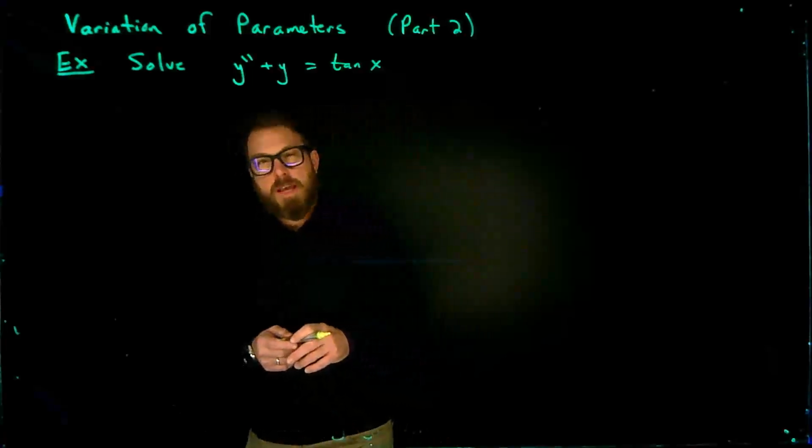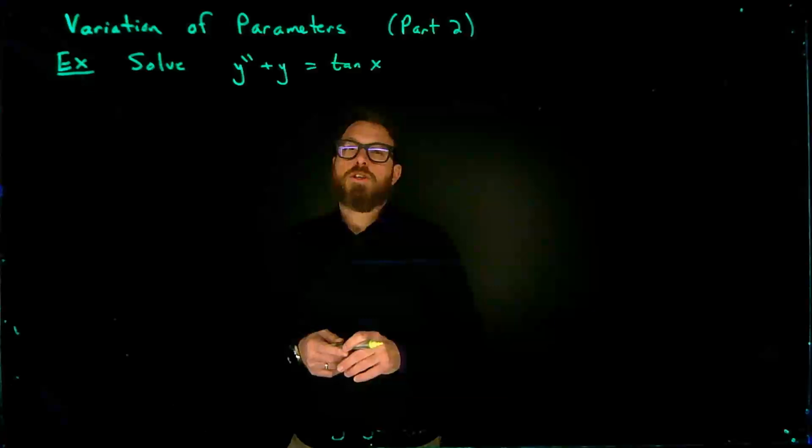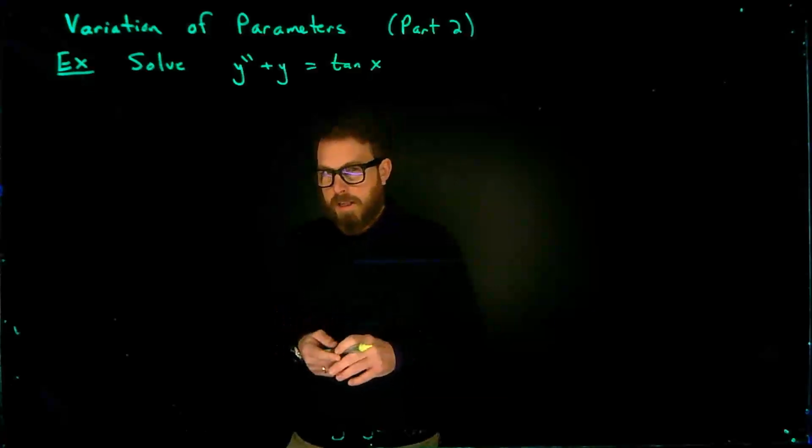I'm Professor Van Hamlin, and I'm going to cover part 2 of variation of parameters, really just a second example.